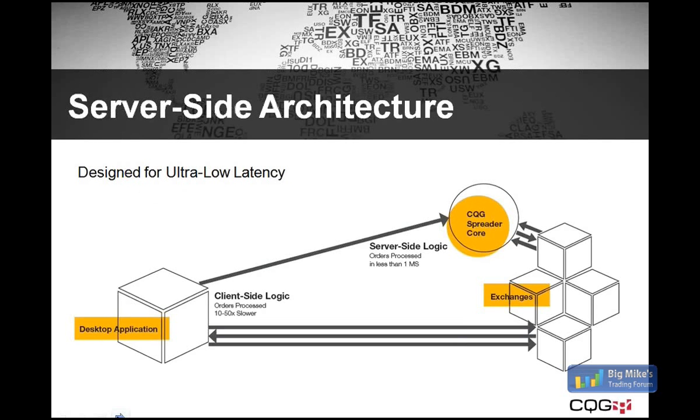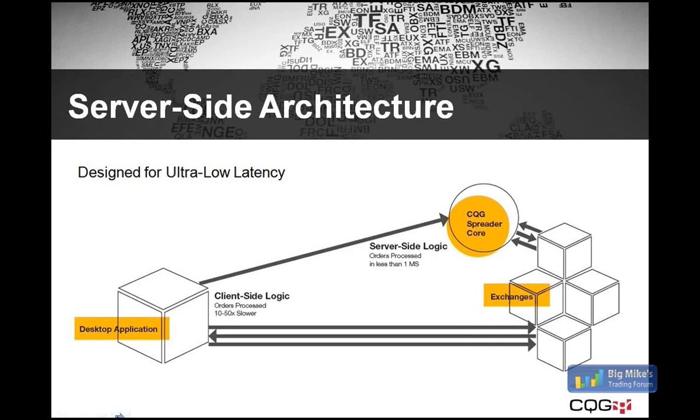Now here's a client-side solution. Essentially, what we're looking at is market data coming into a desktop application from an exchange. Client-side logic would provide the logic within a spread function, let's say, and then that logic would have to be communicated back to an exchange, and you can see essentially from this visual how much latency is involved with that desktop application and that client-side logic.